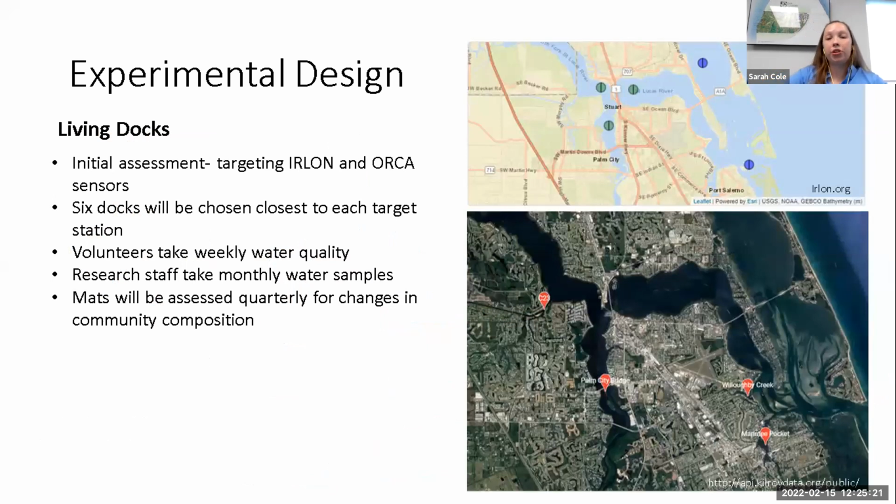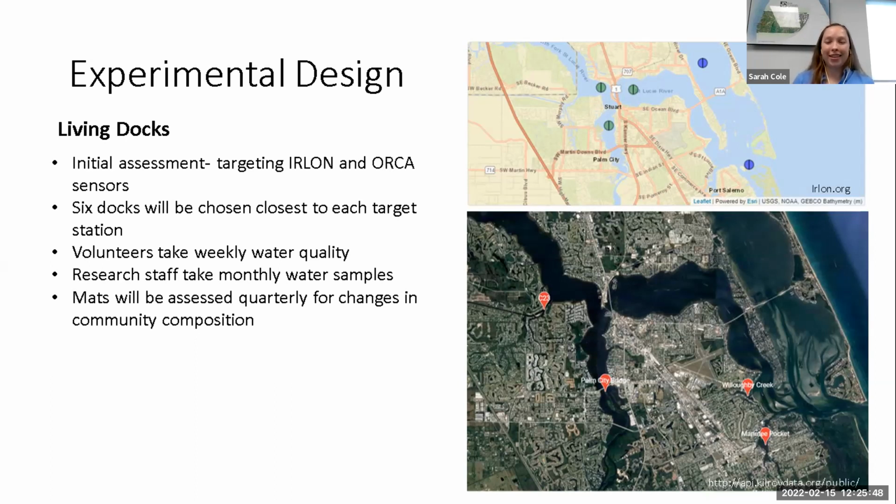So for those initial assessments that first year, we're going to be targeting stations near the pre-existing Erlon and Orca water quality monitoring stations. So for those of you who don't know, those water quality monitoring stations take things like temperature, salinity, pH, dissolved oxygen, nitrates, and phosphates, which are our nutrients. And they actually take measurements every 30 minutes to 1 hour. So getting that fine scale variability. We're hoping to leverage this in our own study.